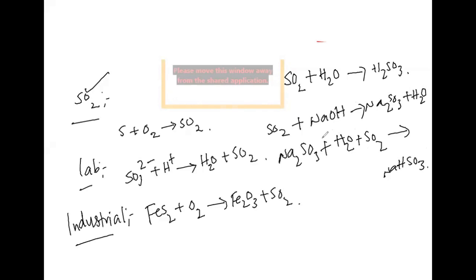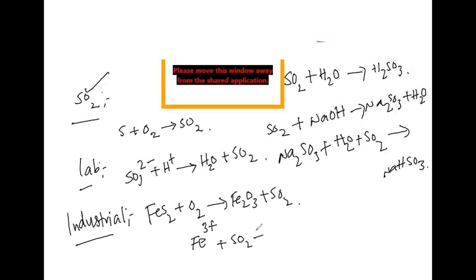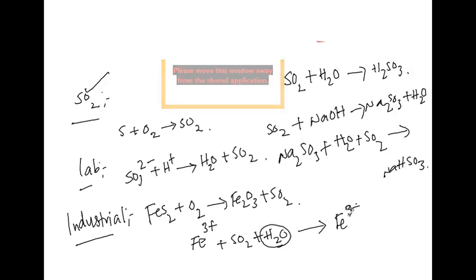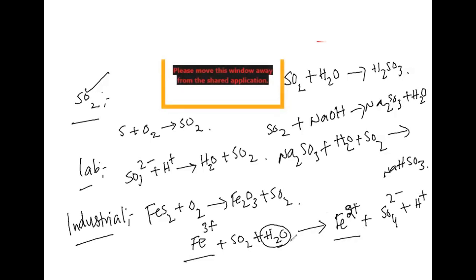It acts as a reducing agent. For that, I take the reaction Fe3 plus, SO2 plus H2O. Generally, only in the presence of moisture does it act as a reducing agent. It gives Fe2 plus, SO4 2 minus plus H plus. Here the Fe3 plus is converting into Fe2 plus.